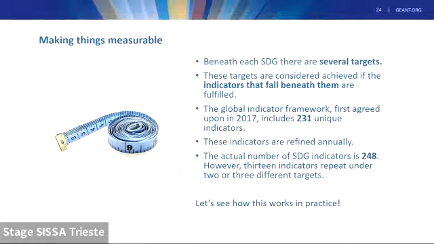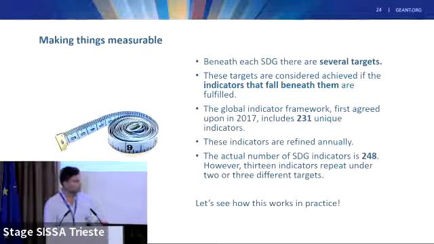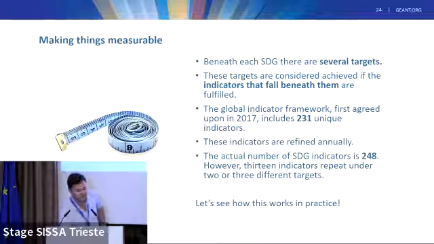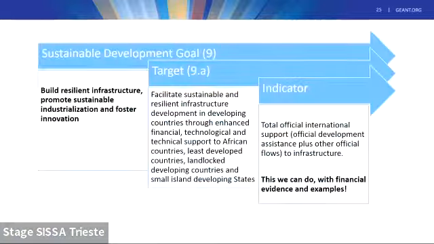So beneath every SDG, there are several targets, and these targets are considered achieved if the indicators beneath them are fulfilled. And there are actually 231 unique indicators beneath each target. And what we're going to start doing at GÉANT is going through each goal and seeing where we have any actions which are applicable to us, and therefore see if we have any indicators that we can use to fill in and actually go a bit further in explaining how we contribute to the SDGs.